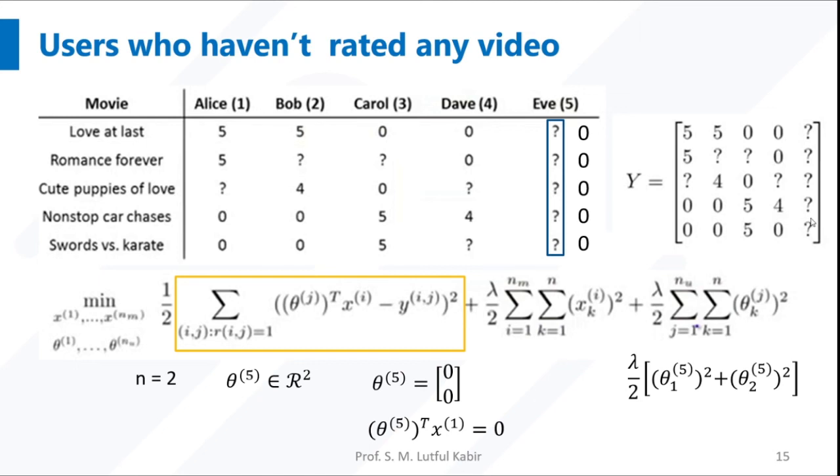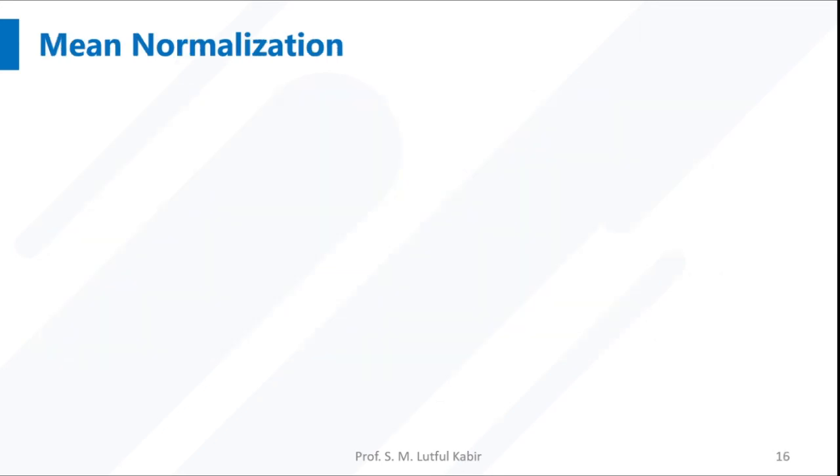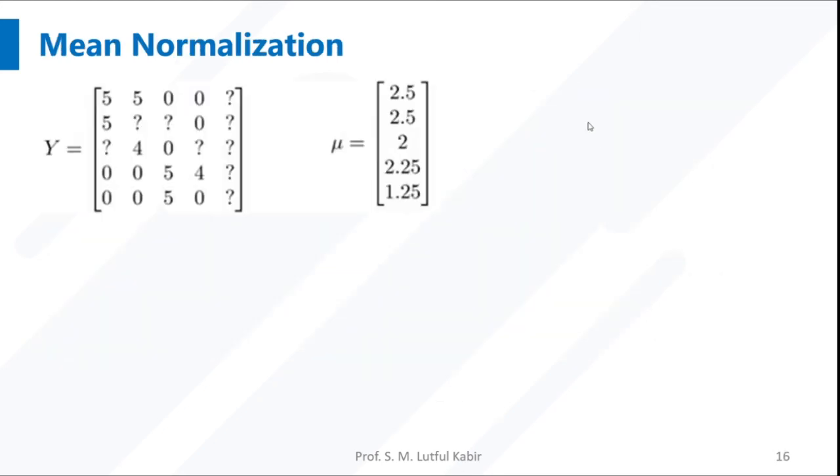So how to then determine these unknown values in the Y? The technique is called mean normalization. In mean normalization, first of all, the mean of the ratings of the movies is determined. For example, in the second row, there are two movies that users have rated, so the mean is 2.5. Similarly, for the third row, two users have rated, so this is the mean. In the last one, four users have rated, so the total divided by 4 is 1.25.